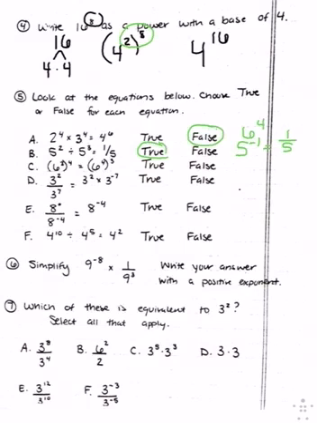Letter C, 6 to the 3rd raised to the 4th equals 6 to the 4th raised to the 3rd. We're raising to a power, so I'm going to multiply those exponents. I get 6 to the 12th equals 6 to the 12th. That is a true statement.